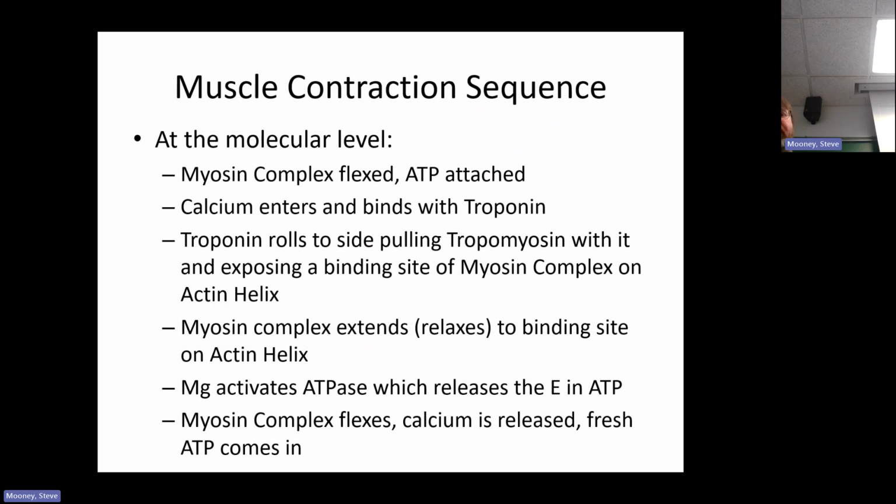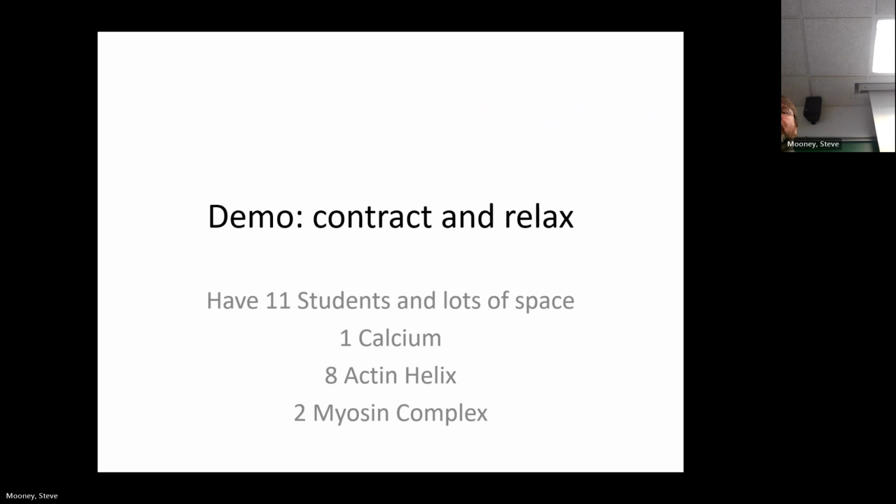So here's our sequence. You guys ready to try it? So who would like to be calcium? Everybody's going to participate in one way or another. You can be myosin, you can be actin, or you can be calcium. Who would like to be calcium? Okay, so if you could stand by the door. Everybody else, I need 8 people on one side, 2 people on the other, well, I guess we're 7 and 2. We're missing a student today.